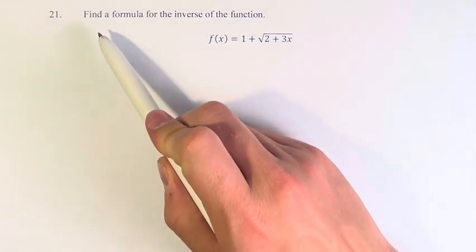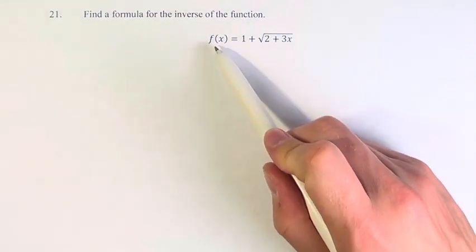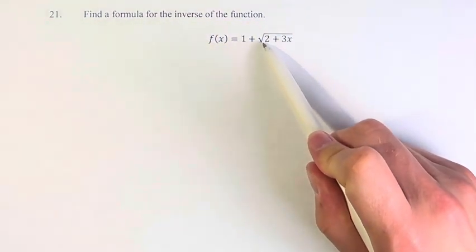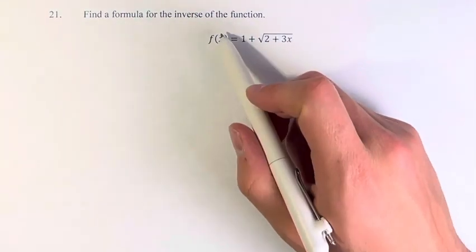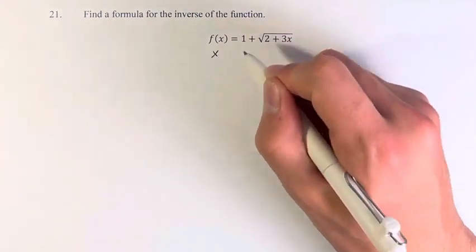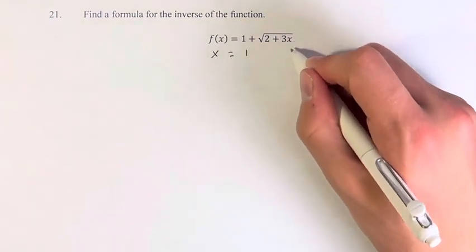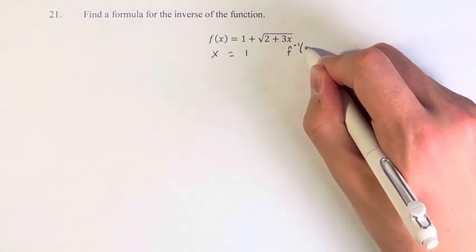In this problem, we're asked to find a formula for the inverse of the function f of x is equal to 1 plus the square root of 2 plus 3x. So the way we find this function is where we see f of x, we replace it with x. And where we see x, we replace it with the inverse of x.